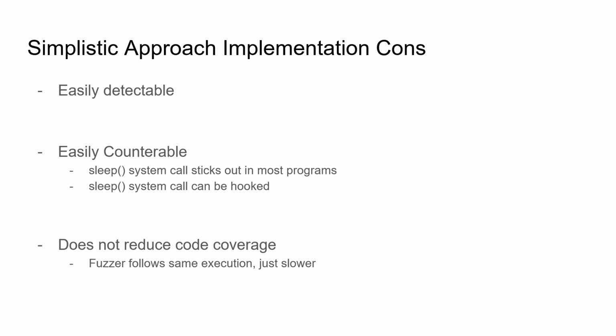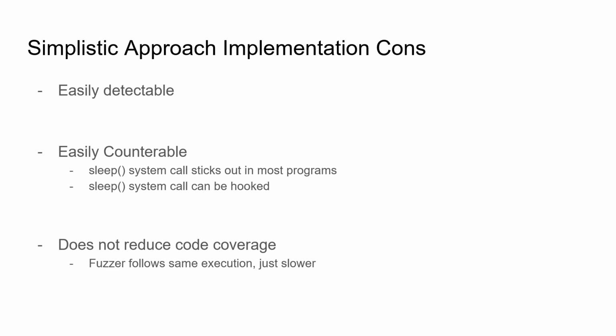We ended up testing cJSON in this program. A cJSON program like that should not have any sleep statements. So that's a pretty big indicator that something is going on. It's easily counterable. The sleep call can be hooked, and someone could essentially make the argument do nothing. They could make the sleep just be a no operation instruction, and just completely skip over it, just completely go around your counter-fuzzing efforts.